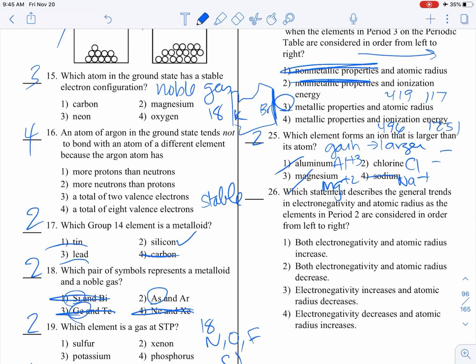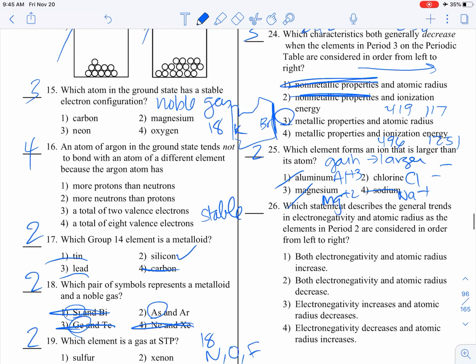Which statement describes the general trend in electronegativity and atomic radius as elements in period 2 are considered from left to right? So we already know that atomic radius goes down. So it could be either 1 or 3. So now let's take a look. Period 2. So lithium's electronegativity is 1. And fluorine's electronegativity is 4. So that's an increase. So this is a 3.